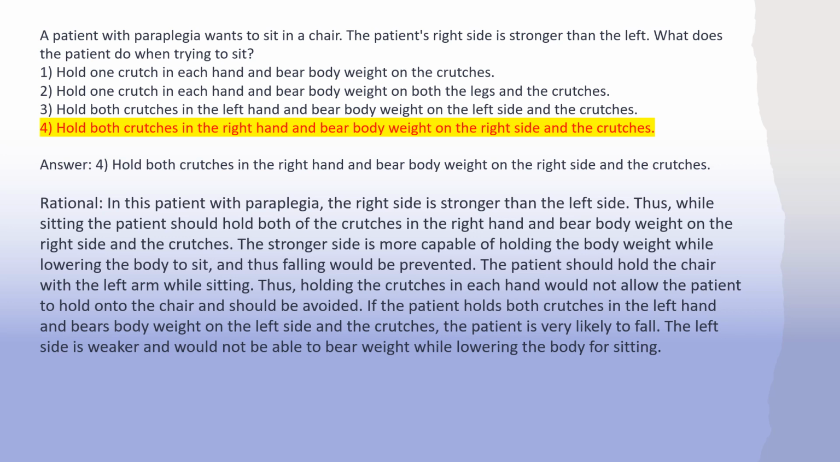Thus, holding the crutches in each hand would not allow the patient to hold on to the chair and should be avoided. If the patient holds both crutches in the left hand and bears body weight on the left side and the crutches, the patient is very likely to fall. The left side is weaker and would not be able to bear weight while lowering the body for sitting.